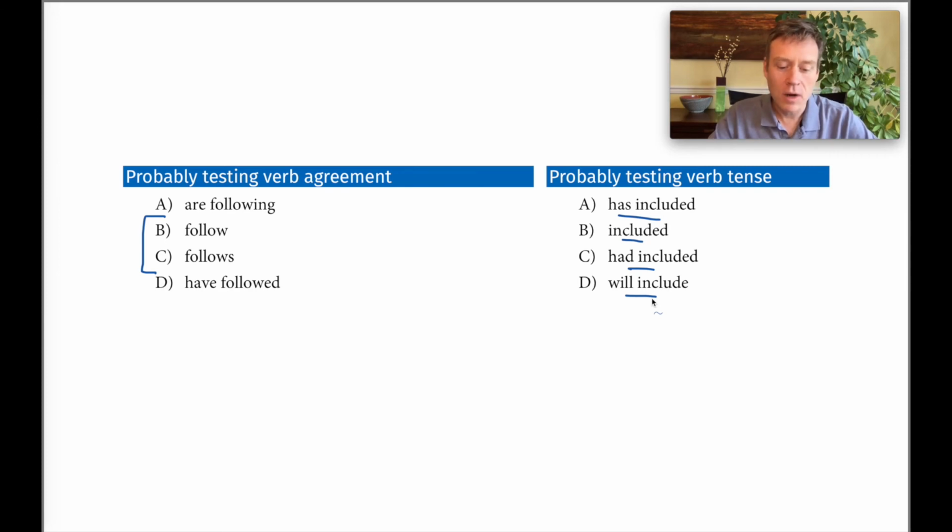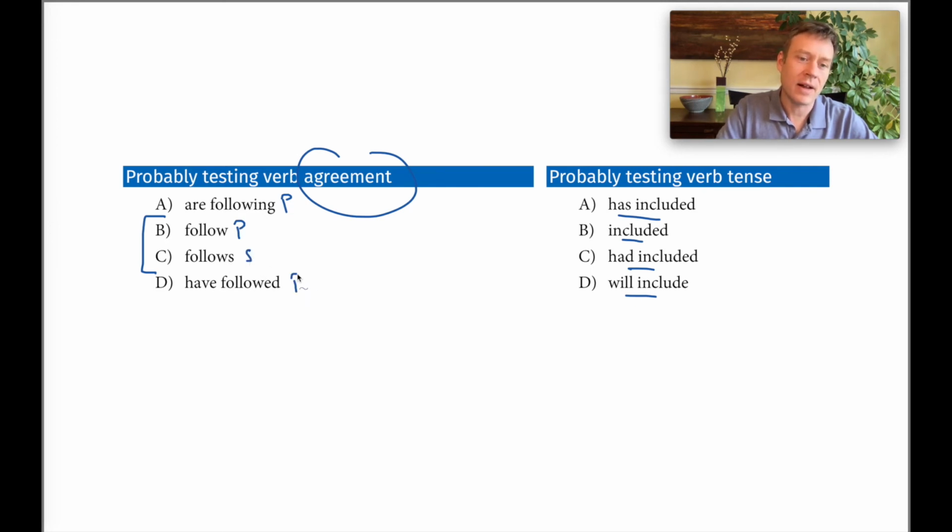So there's also another clue to look for if it's testing verb agreement, and that is that you can sort of look for this kind of odd one out. So what I notice here is that are following, that's plural, follow, that's plural, follows is singular, and have followed is plural. Probably the right answer is going to be the odd one out. So without even knowing what the question is, most of the time you can say that it's going to be the one that doesn't match.